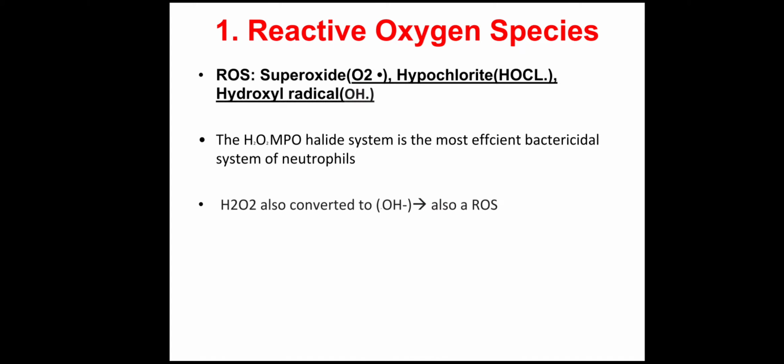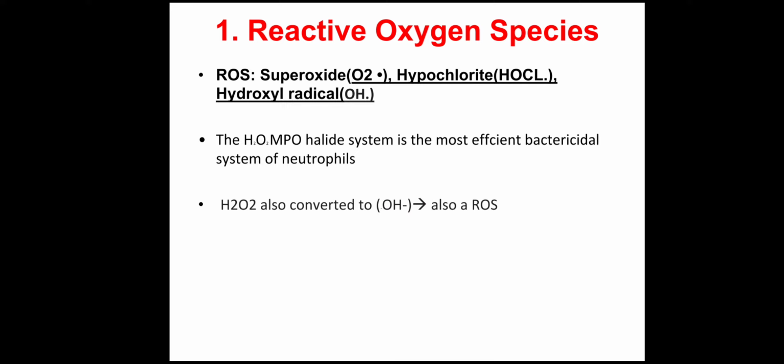What are the reactive oxygen species which are formed inside the phagolysosome? One is superoxide, second is hypochlorite, and third is the hydroxyl radical. The hypochlorite is formed by an enzyme, myeloperoxidase, which is found in the neutrophil, and it is formed from hydrogen peroxide. The hydrogen peroxide MPO halide system is the most efficient bactericidal system of the neutrophil, and it can come as an MCQ. The hydrogen peroxide is also converted to the hydroxyl radical, which is also a reactive oxygen species.